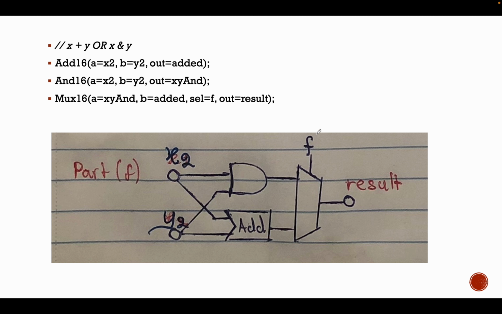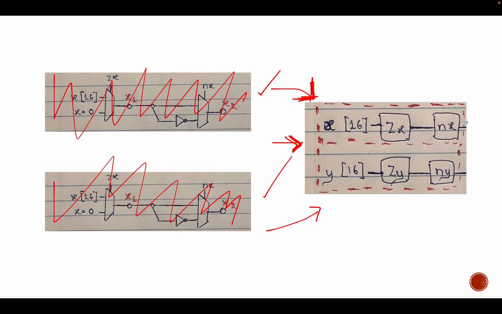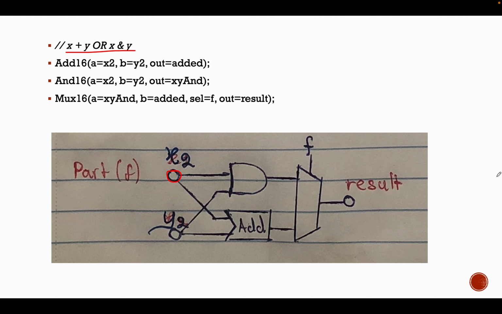So now as I've been talking about the part f, again, this is x plus y or x and y. So that's basically the function for f. So this is why we have, remember, this is the output from x2. So if you look back here, the output from here will be x2, whereas this one will be y2. So these basically go into the f multiplexer.